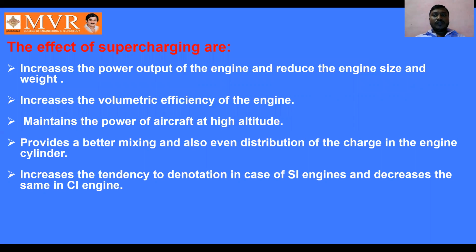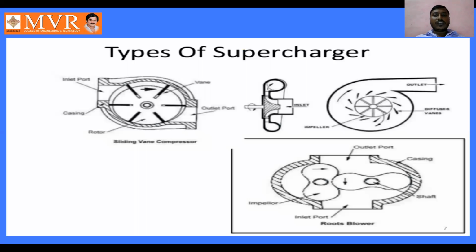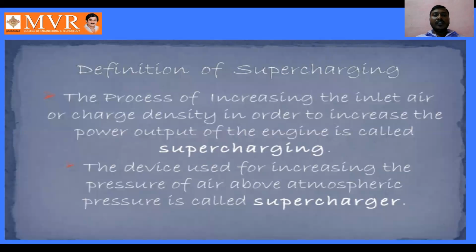And the effects of supercharging are these. It increases the volumetric efficiency of the engine by using the supercharger. It increases the power output of the engine and reduces the engine size and weight. It maintains the power of aircraft at high altitude. It provides better mixing and also evenly distributes the charge in the engine cylinder. It increases the knocking tendency in SI engines and decreases the same in CI engines. This is about supercharging, which we have studied up to now.